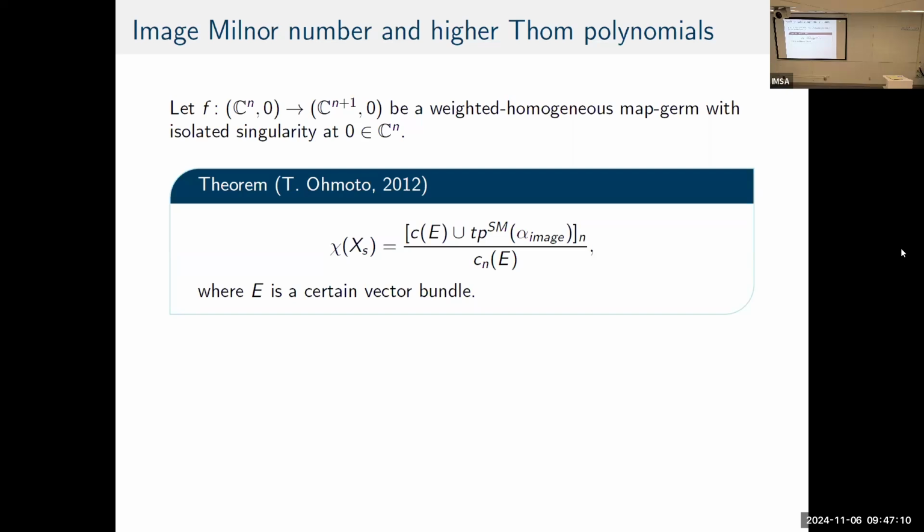So, do you allow non-homogeneous perturbations for the disentanglement? Yeah. So for this formula, you need it weighted homogeneous. Yeah, the map germ needs to have a weighted homogeneous representative, but then for the image Milnor number, you need to make a disentanglement. I don't know if I understand your question. What is your question? So you can have mappings that are weighted homogeneous and you have the disentanglement. Okay, but the disentanglement itself does not need to preserve weighted homogeneity. You can choose it that way.